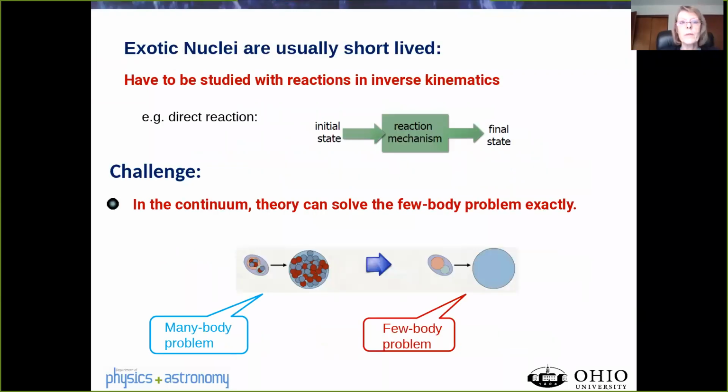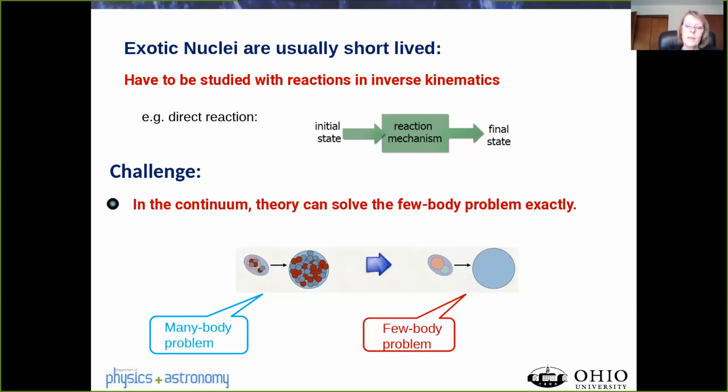So I start out, since we are a reaction community, with a very short introduction here. We have heard in the past weeks a lot about reactions, specifically exotic nuclei. They are short-lived, so you have to study them in inverse kinematics. For example, in direct reactions, you start with some initial state, you have a reaction mechanism, and you have a final state. And the entire challenge of the reaction is that in the continuum, the theory can solve the few body problem exactly, but we are dealing with many body problems.